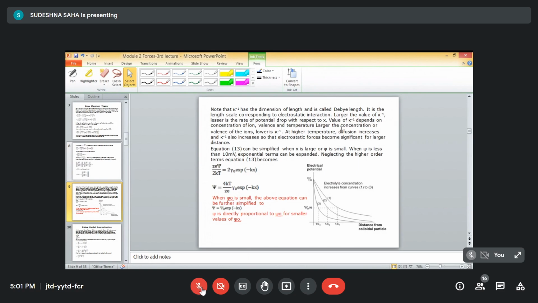That is good. And if you have larger value of k inverse, lesser the rate of potential drop with respect to x, and the value of k inverse, that is the Debye length, basically depends on the concentration of the ion, valence and temperature, and larger the concentration or the valence of the ions, lower is the k inverse. So that has been actually put in this graph over here. So if the electrolyte concentration increases from 1 to 3, then obviously your Debye length is decreased.